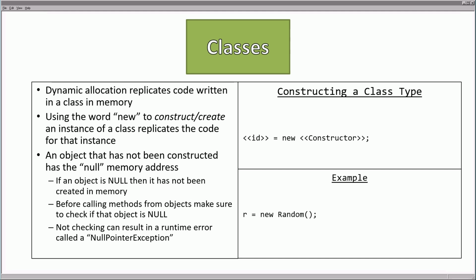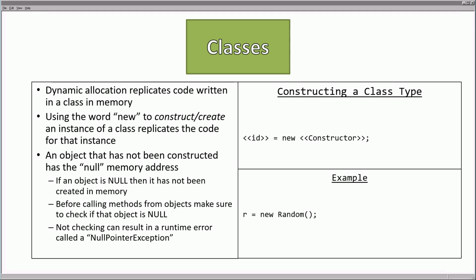Now, an object that has not been constructed has a special kind of memory address that is referred to as null. If an object is null, then it has not been created in memory. Now, before calling methods from any object, make sure to check if that object is null first. If that object is null and you try to call a method from it, it's going to result in a runtime error called a null pointer exception.